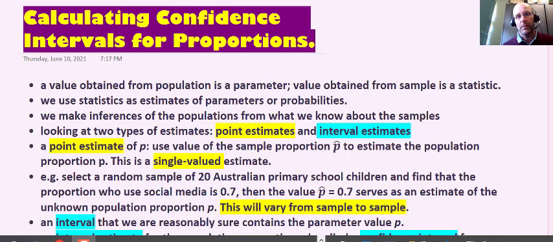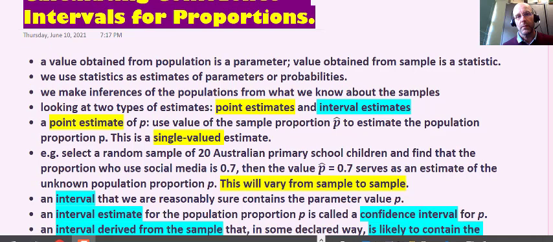Okay, calculating confidence intervals for proportions. So, continuing on, a value obtained from a population is a parameter, and a value obtained from a sample is a statistic. We've seen that before, and we're using statistics as estimates of parameters for a whole population, or sometimes probabilities. We make inferences about the populations from what we know about the samples, and we've been through that.